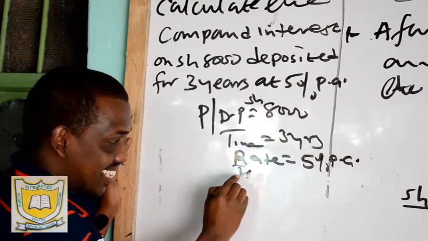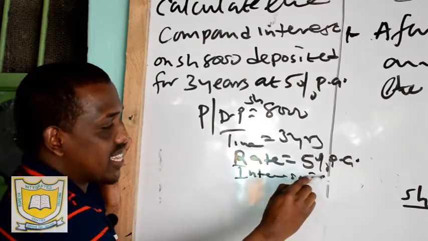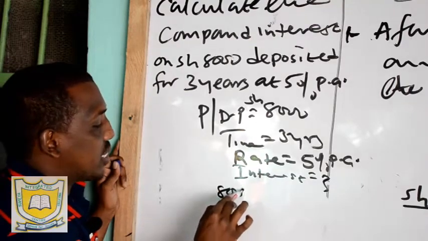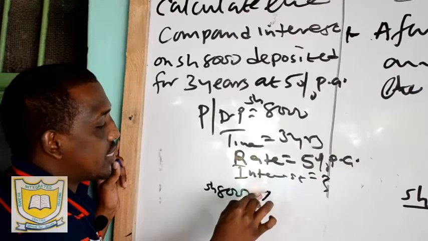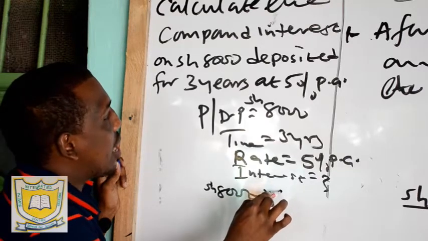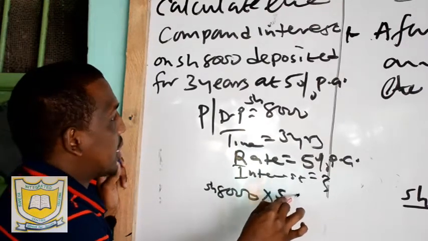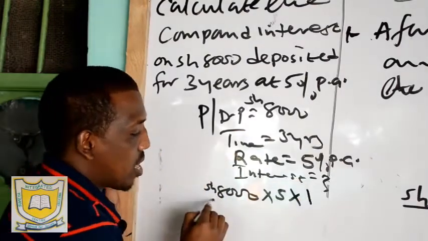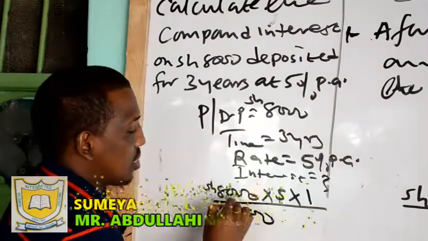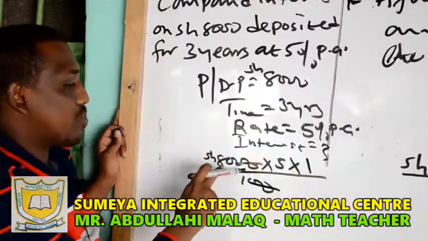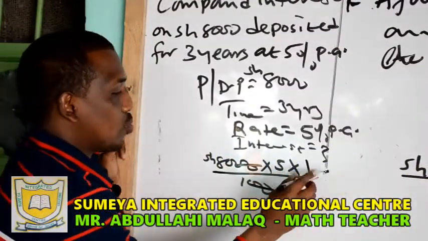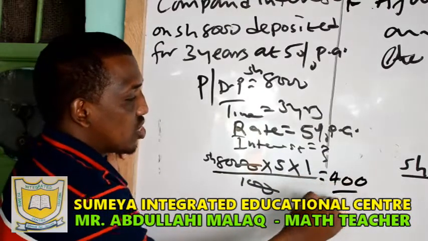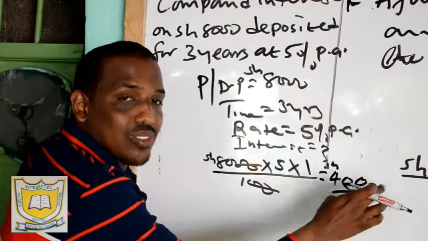We must get the interest. There are 4 in number, so you must get the 4th one. Let us get it now. Interest equals the principal, which is shillings 8,000, times rate, which is 5, times time. Time is 3 years, but we must get the first year, so time is 1, over 100. Cancel. So you multiply now: 80 times 5. You say 8 times 5 is 40, then the 0, is shillings 400. This is now the interest of the first year.